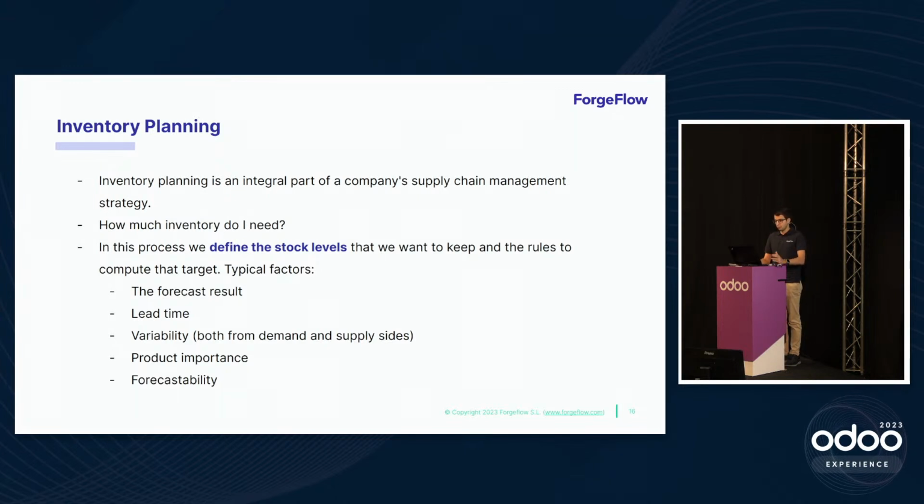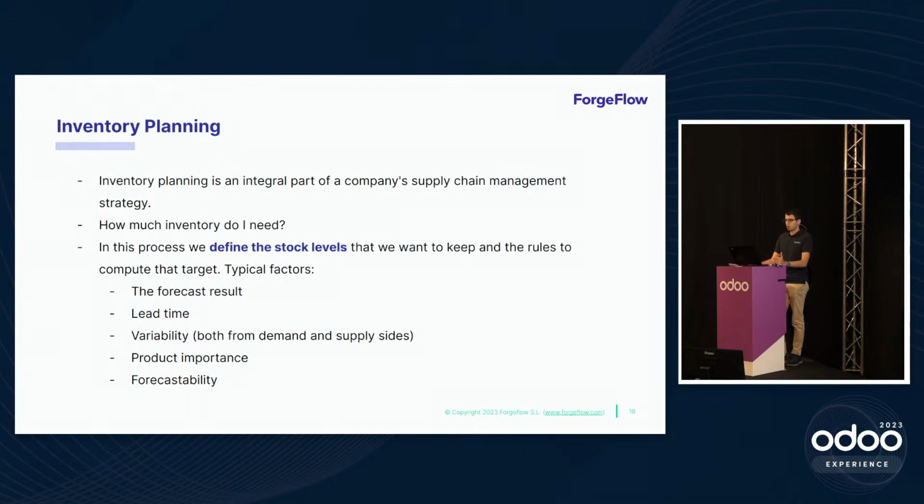I don't have time to show formulas, etc. So, typical factors that are considered in this step to set the stock level that is ideal for each SKU: forecast result, we have been discussing that, so that's obvious. Then lead time is very important. You need to consider some factor related to variability and consider the greatest from demand or supply, because you can have variability from both sides of the supply chain.